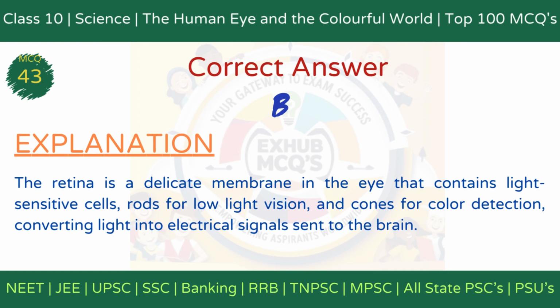Explanation. The retina is a light-sensitive layer in the eye that contains rods for low-light vision and cones for color detection. It converts light into electrical signals sent to the brain through the optic nerve.